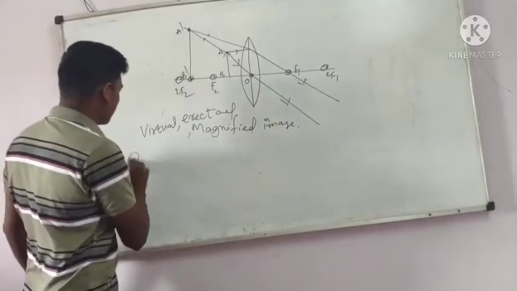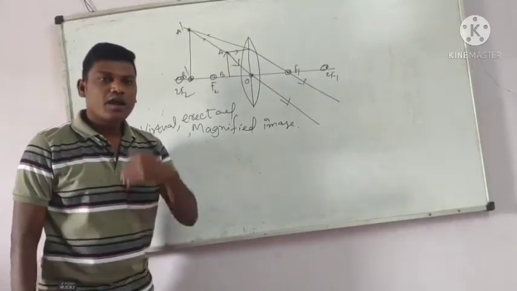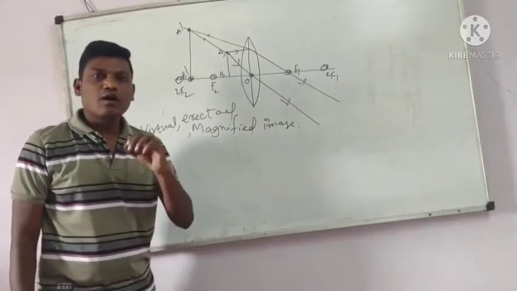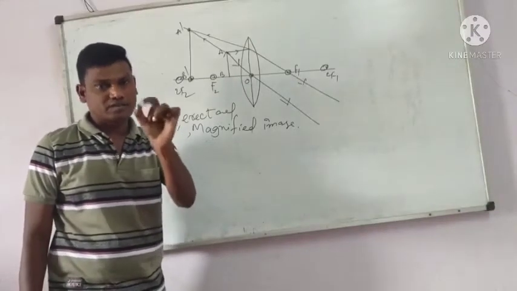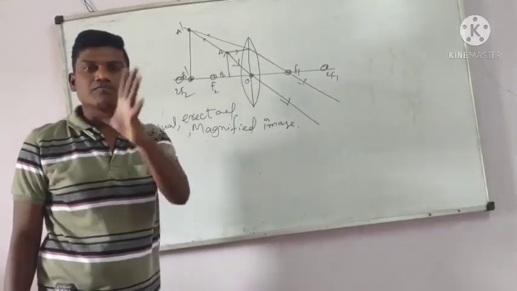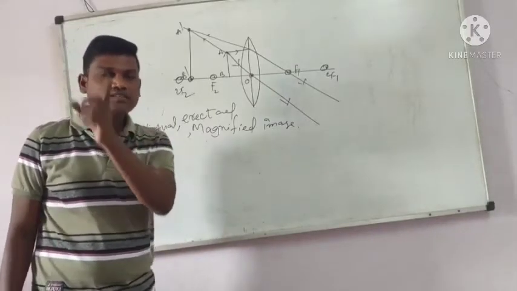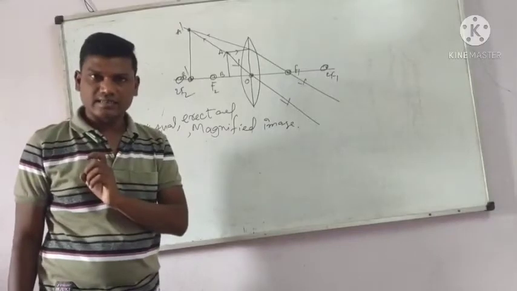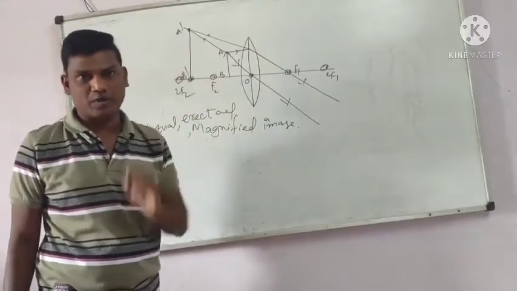And the second one is virtual image formed by a concave lens. We know very clearly that a concave lens always forms virtual images only, wherever the position of the object. When the object is placed at infinity, the image will be formed at the focus. It is highly diminished and virtual.